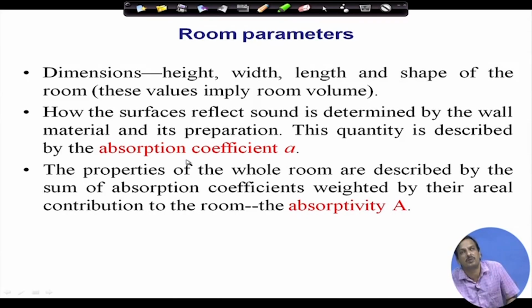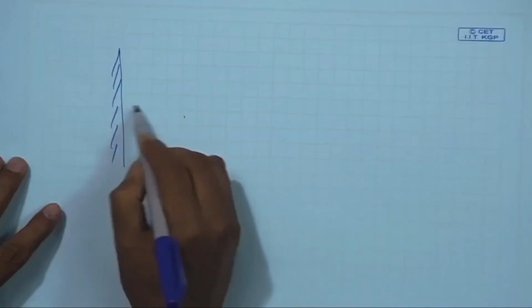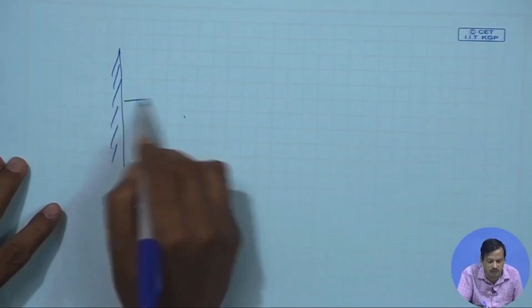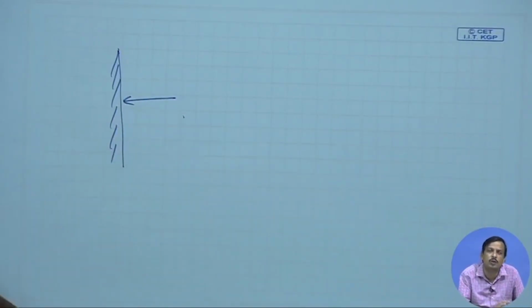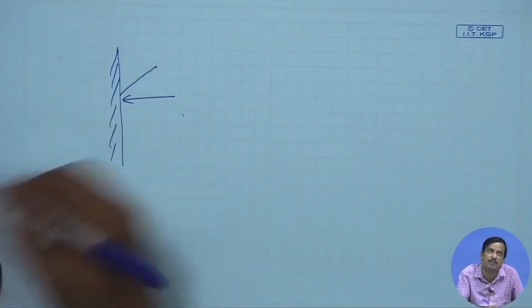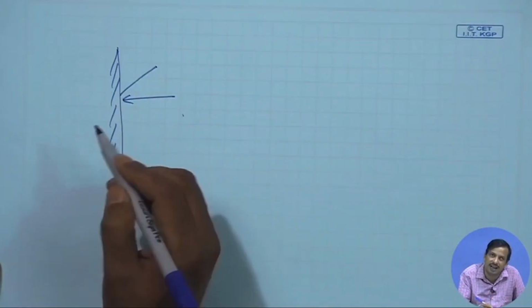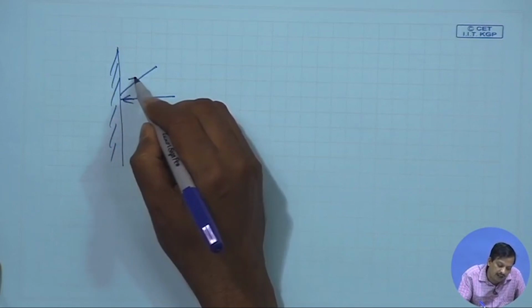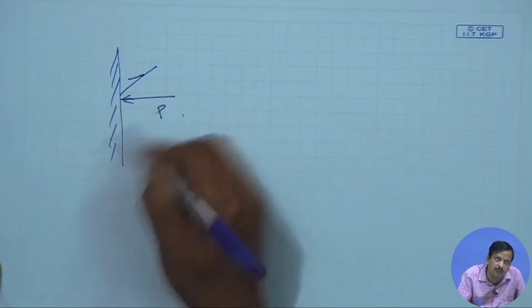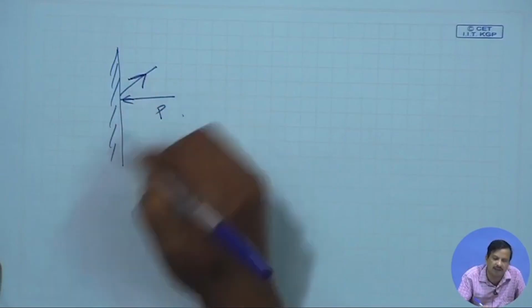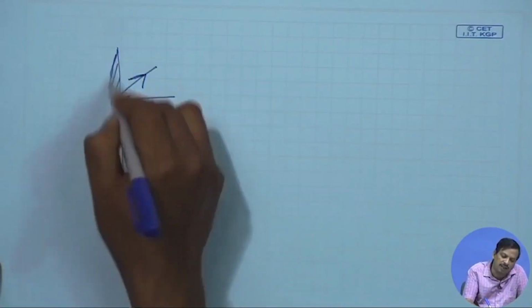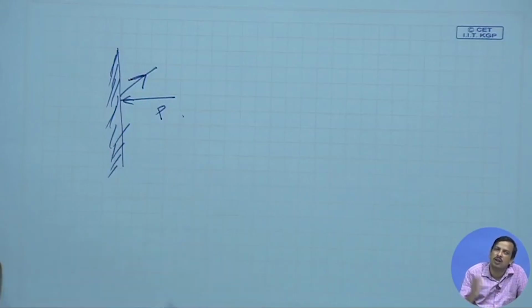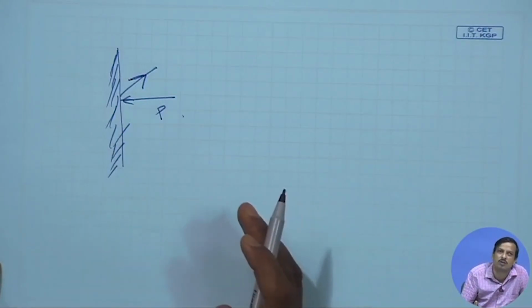Now, we discuss the absorption coefficient. So, what is the absorption coefficient? Suppose I have a wall. Let us say a sound is incident on the wall. Some portion will be reflected, some portion will be transmitted. Along with that transmitted, there will be some absorption. Suppose the incident is P and some portion is reflected. The rest is absorbed by this wall. That is sound absorption.